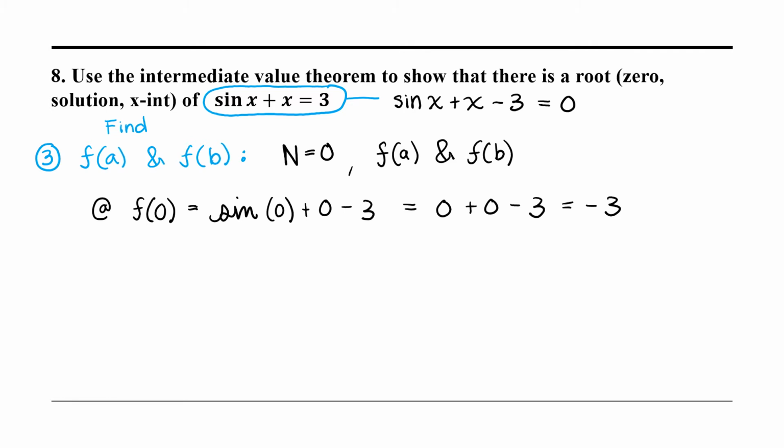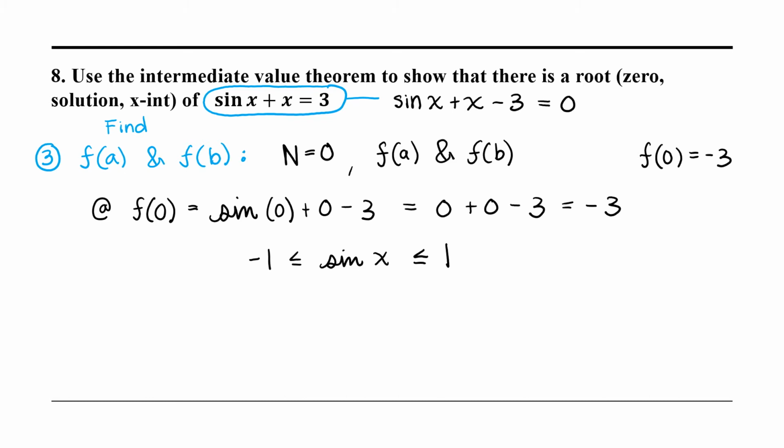So that means that we have one of our values. We have f of 0 is equal to negative 3. That means that now we need to find a positive number. Now, we don't know too much about sine of x plus x minus 3. But what's kind of nice is we do know that sine of x is a bounded function. So much like we've done in the past for a squeeze theorem, we can say that negative 1 is less than or equal to sine of x, which is less than or equal to positive 1.